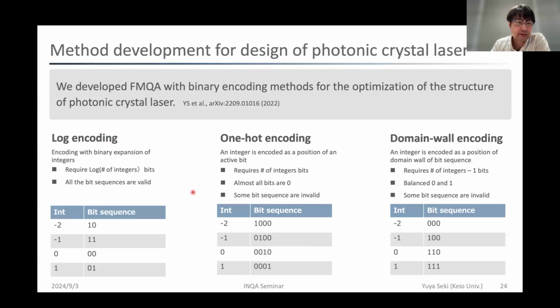The properties of each encoding method are shown here. The big difference between them is the number of bits required to represent integers. In the log encoding, we only need the logarithm of the number of integers to represent all the integers. But in the case of one-hot encoding and domain wall encoding, we need a number of bits comparable with the number of all the possible integers, like this. In the case that we want to represent 4 integers, we need 4 bits in the one-hot encoding, and we need 3 bits in the domain wall encoding. The number of bits is much larger than the log encoding method.